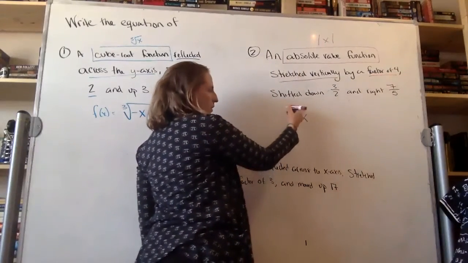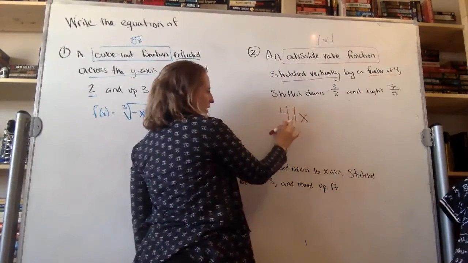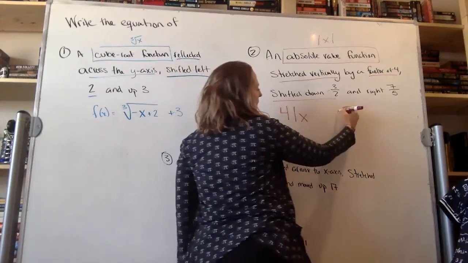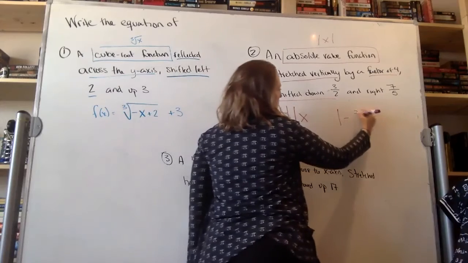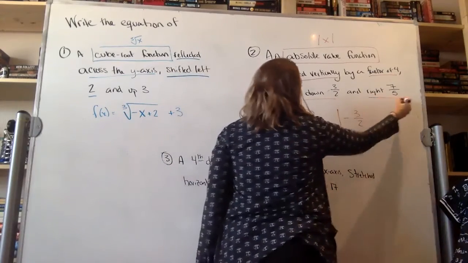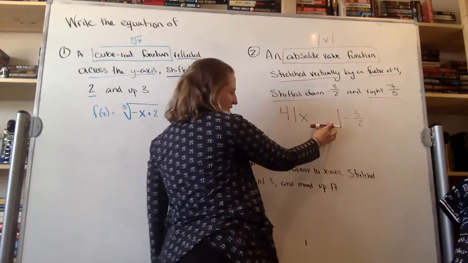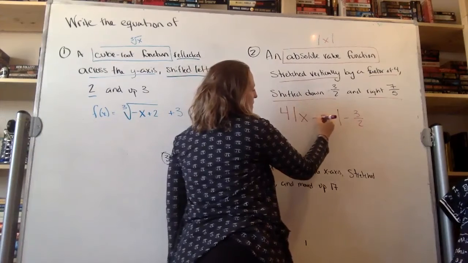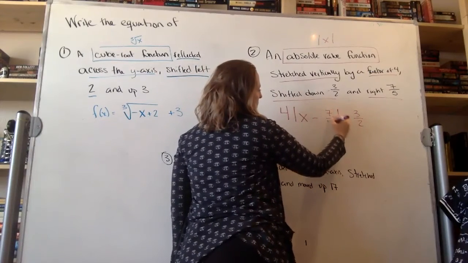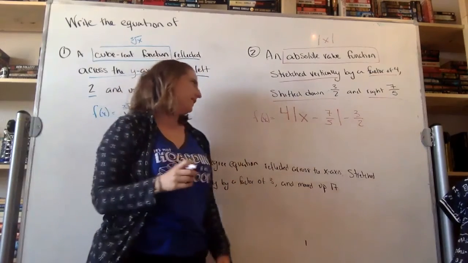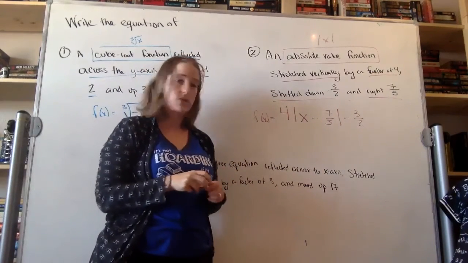Vertical stretches are multipliers outside our function. So there's our vertical stretch of 4. Now we're going to shift down 3/2. Down 3/2 means I'm subtracting 3/2 outside of the absolute value. And right 7/5, that's a horizontal shift. That's going to be inside with my x. I want to go right, so I'm going to go minus 7/5. So there's our function: 4 times the absolute value of x minus 7/5, minus 3/2.